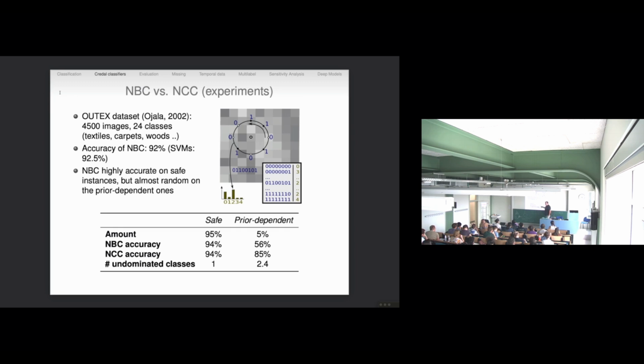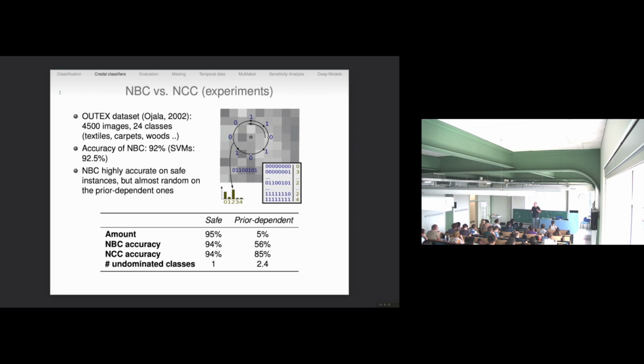This is the point. So this is the credal network classifier. If you have a credal network classifier, basically you also have a collection of Bayesian network classifiers. The credal network classifier can be indeterminate. The Bayesian network will always give you an answer.